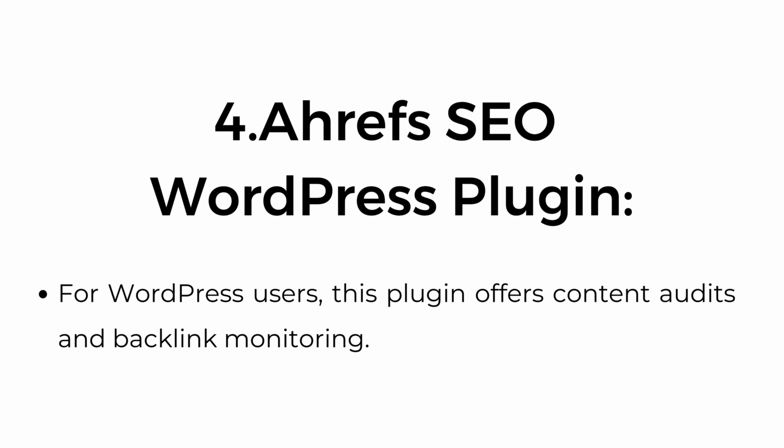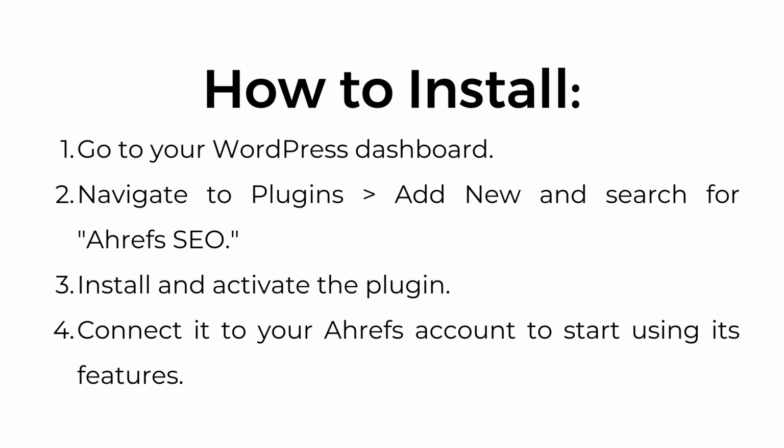4. Ahrefs SEO WordPress plugin. For WordPress users, this plugin offers content audits and backlink monitoring. How to install: go to your WordPress dashboard. Navigate to Plugins, Add New, and search for Ahrefs SEO. Install and activate the plugin. Connect it to your Ahrefs account to start using its features.